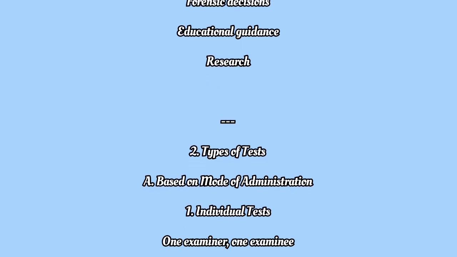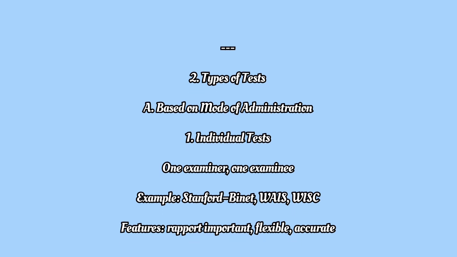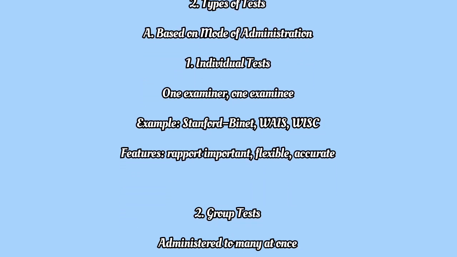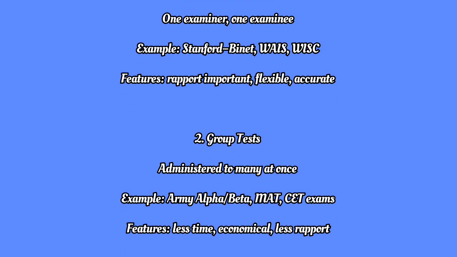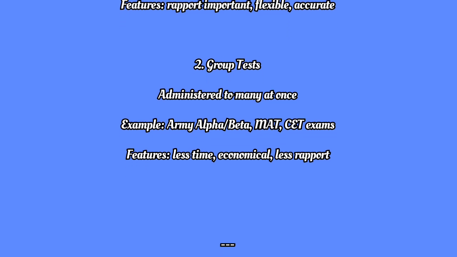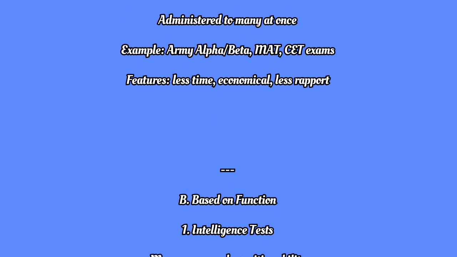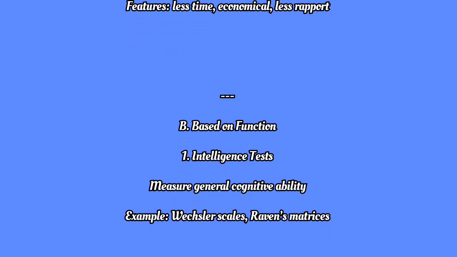Second, types of tests. A. Based on mode of administration. First is the individual test. One examiner and one examinee. For example, Stanford-Binet, WAIS, or WISC. Features: rapport is important, flexible, accurate. Second is the group test. Administered to many at once. Example: Army Alpha and Beta, MAT, SET exam. Features: less time, economical, and less rapport, like less money.